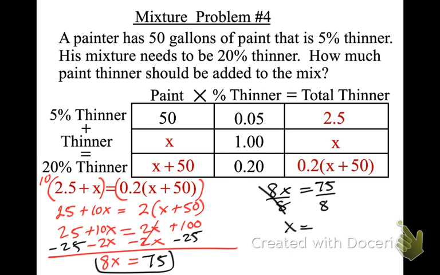And x equals 9.375 gallons. And what does X stand for? Of thinner. In order to get that 20% mixture, I have to mix 9.375 gallons. Does that make sense?